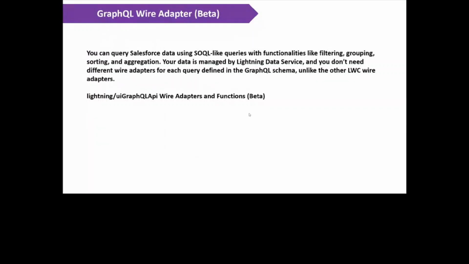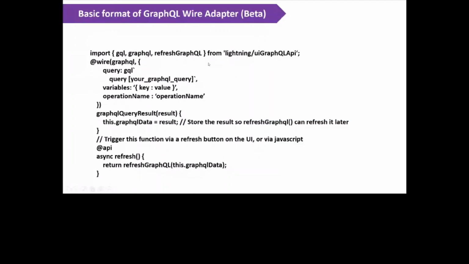Here the library is lightning/uiGraphQLApi. Using this library, you can access this feature in your Lightning web components. So let's see the basic format of the GraphQL wire adapter. Here I'm importing functions from the library. This library contains two functions, gql and graphql, which are used to execute the GraphQL query. gql is a JavaScript template literal function, which helps parse the GraphQL query into the format used in the wire adapter.